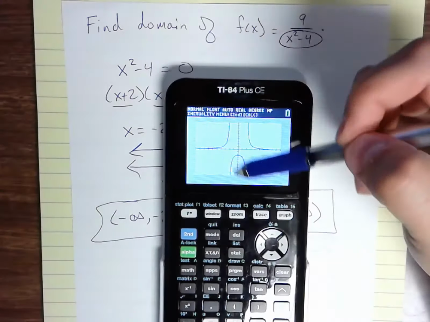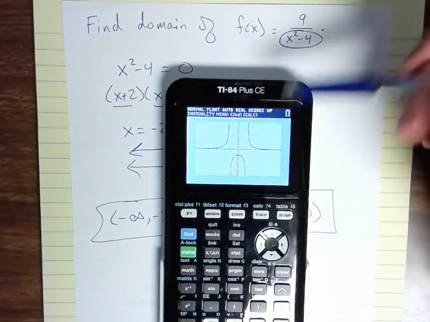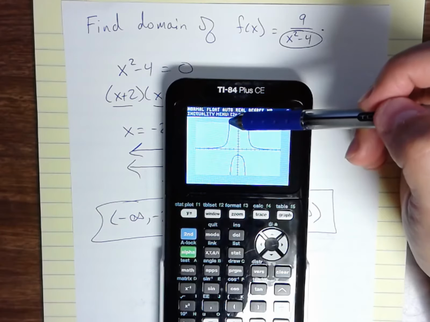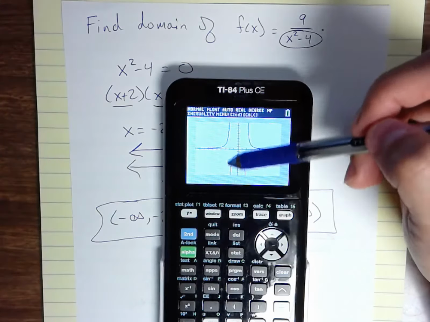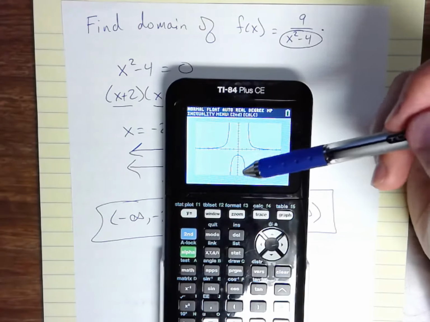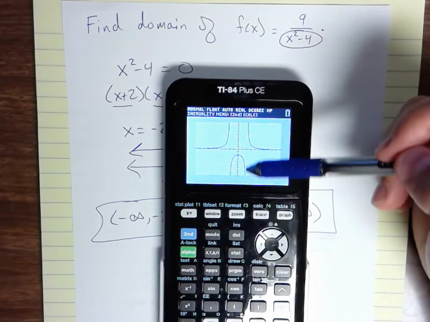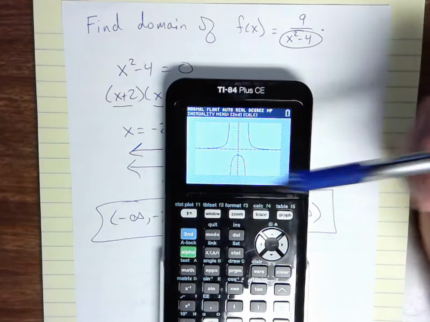So notice it's not continuous. These aren't connected. And here at negative 2, there's kind of an invisible line there, an invisible barrier. We call that an asymptote. We're going to talk more about that in the future. Over here at positive 2, there's also an invisible barrier, an asymptote.